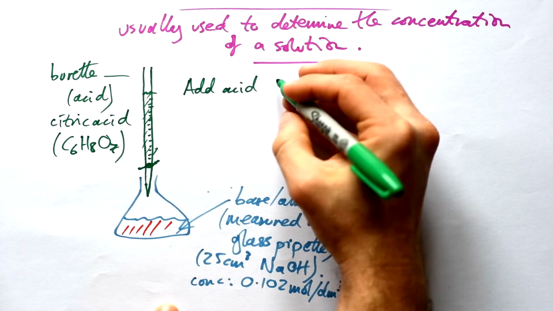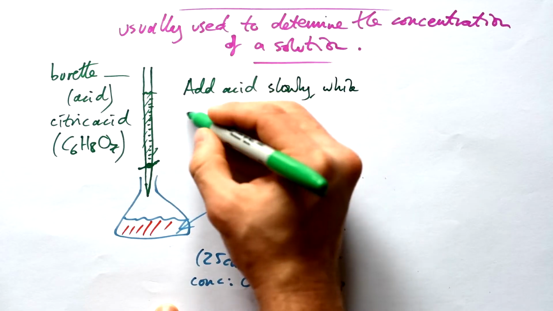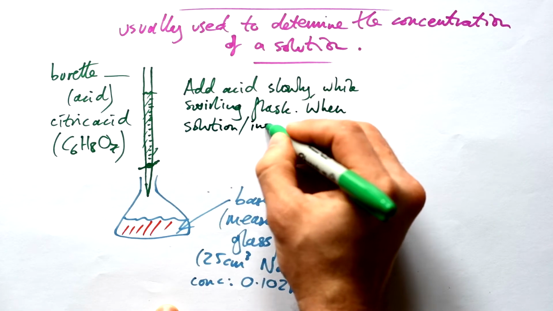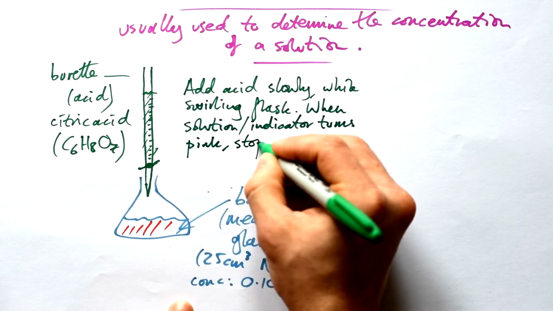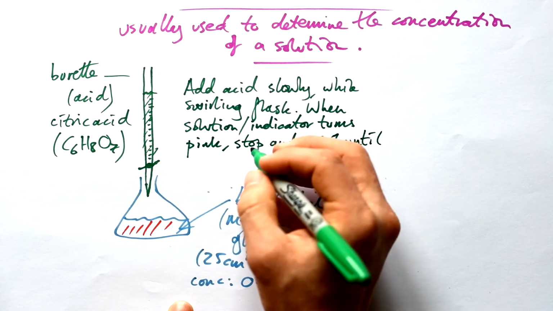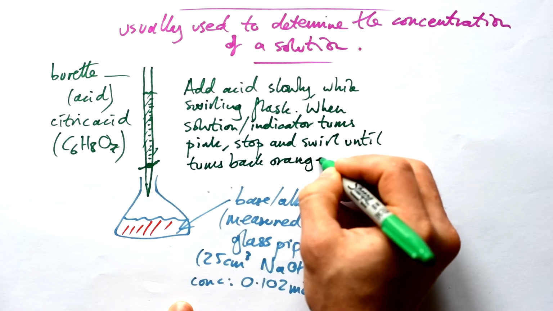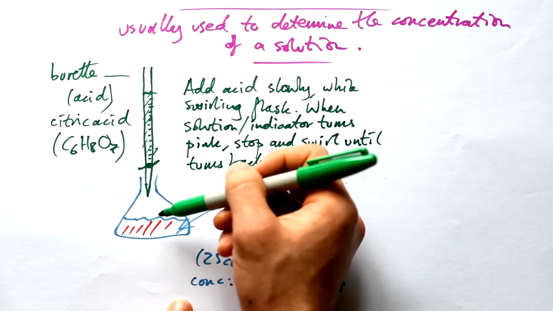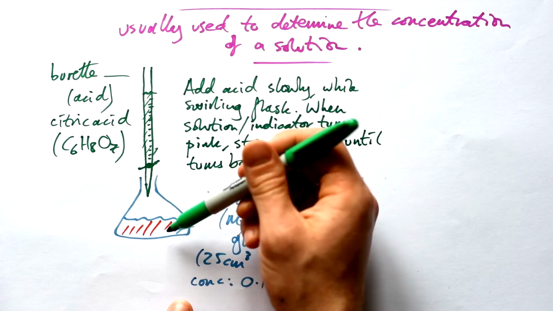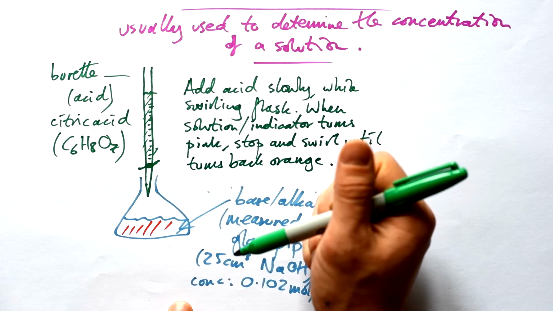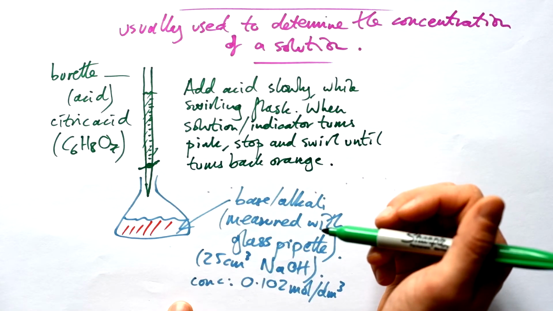We add acid slowly while swirling the conical flask. When the solution, or rather I should say the indicator, turns pink, stop and swirl until it turns back to orange. And that's what you want to happen. So basically you want to get to a point where it starts turning pink, but actually that's just because not all of the chemicals have mixed in there, and so it'll hopefully turn back to orange.